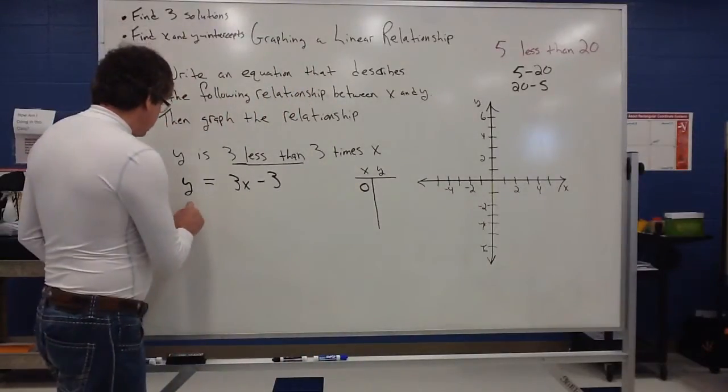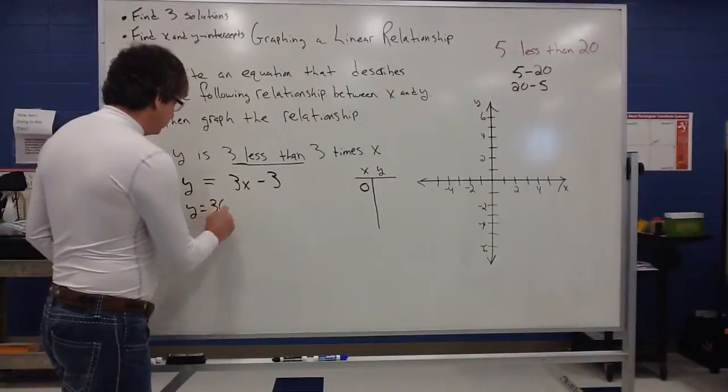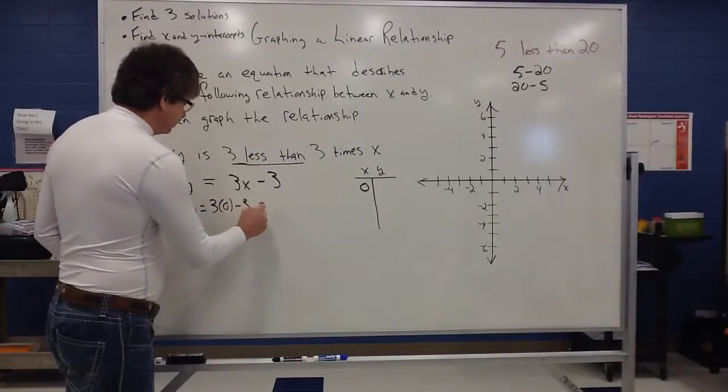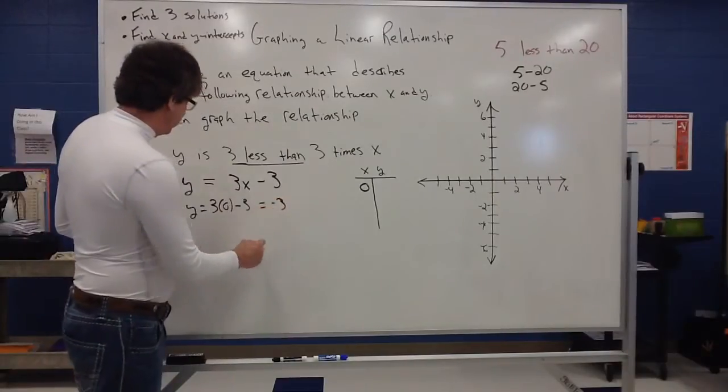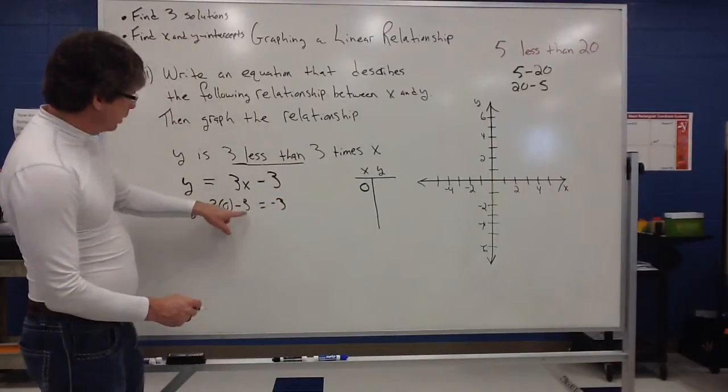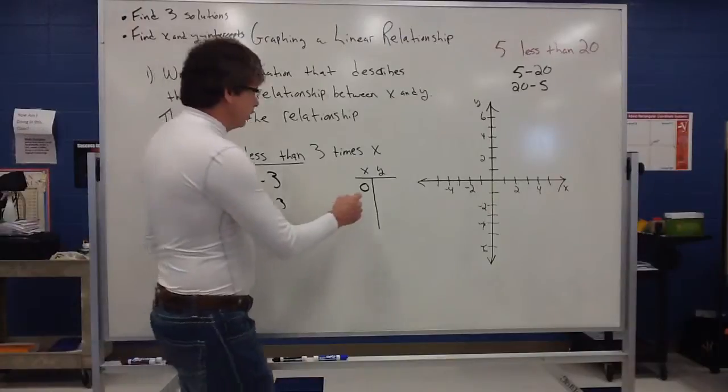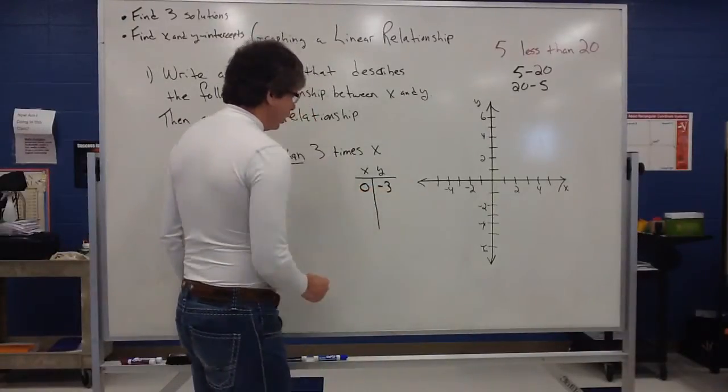So that's going to be y equals then 3 times 0 minus 3. We can see that this disappears, and that's going to leave me a negative 3. So when a 0 went in, I ended up with a negative 3. So 0, negative 3 would be an ordered pair.